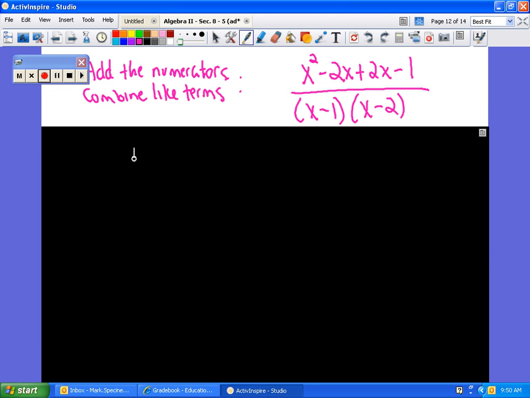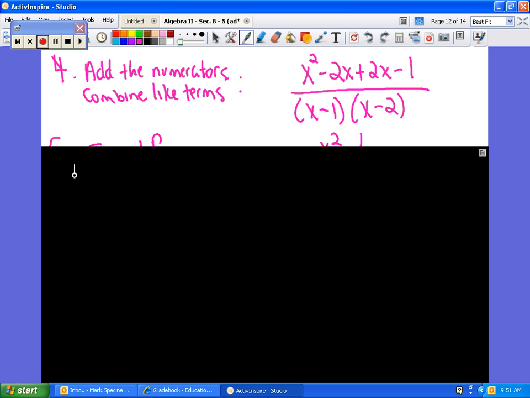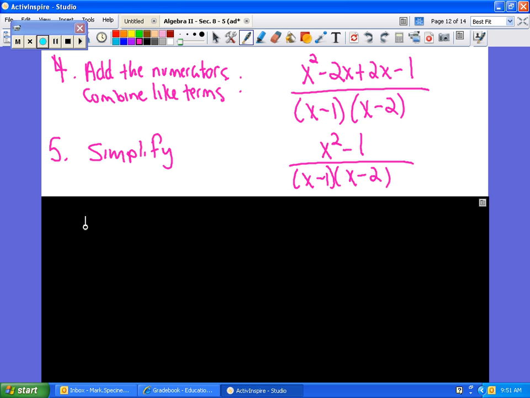Okay, so the next step is to add the numerators and combine like terms. So I have x squared minus 2x added to 2x plus the 2x minus 1. You can see what happens when I combine my like terms. My negative 2x and my positive 2x cancel each other out, leaving me with just x squared minus 1. And you can see now we have just one fraction using the common denominator that we found earlier.